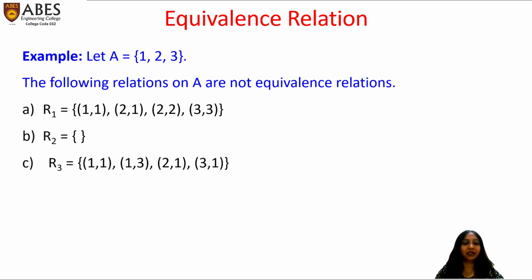Equivalence relation, continuing. Suppose we are having a set {1, 2, 3}. The following relations on A are not equivalence relations: {(1,1), (2,1), (2,2), (3,3)}, the null set, and {(1,1), (1,3), (2,1), (3,1)}.